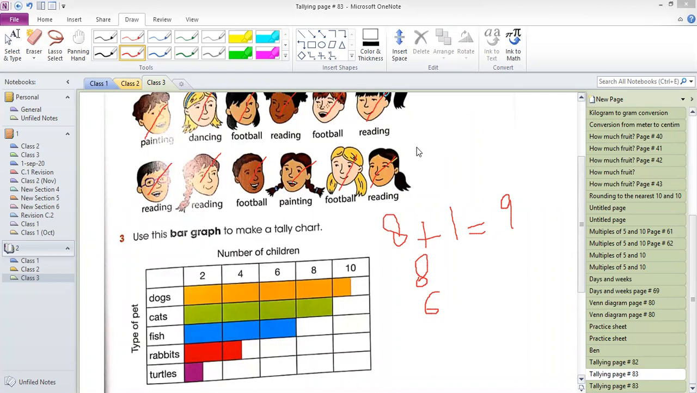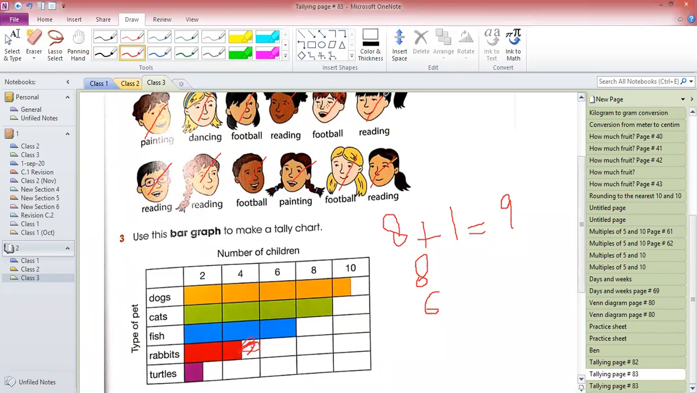3. Very good. The answer is 3. Very good. Those who are saying 4, the answer is not 4. Why? Because it is not full. If it is fully red, if it is fully colored, then you will say it is 4. But you see it is half.